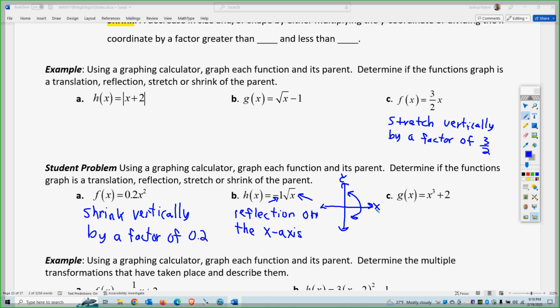All right, so lastly, adding 2 to the outside, that is a translation up 2. Okay, since it's on the outside, it affects y. You're just going up 2. You can check that yourself with the calculator.